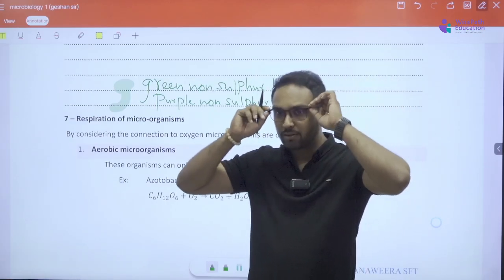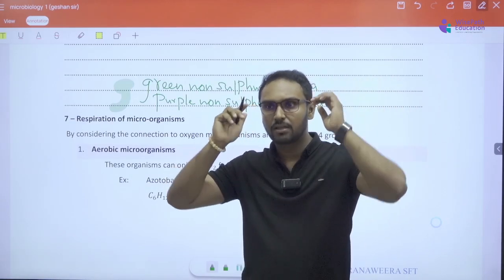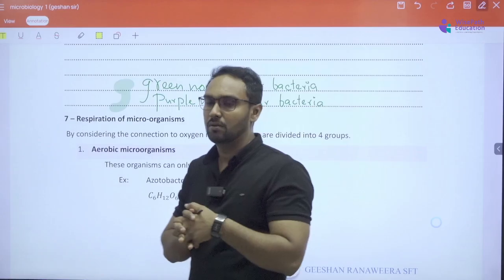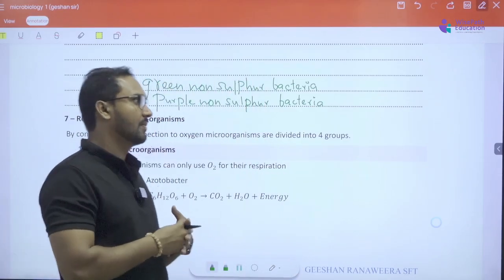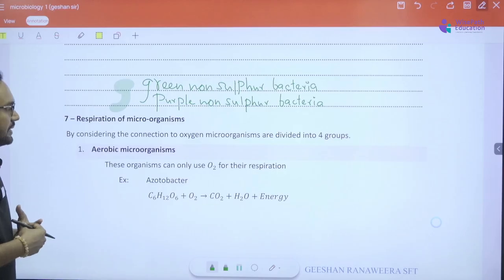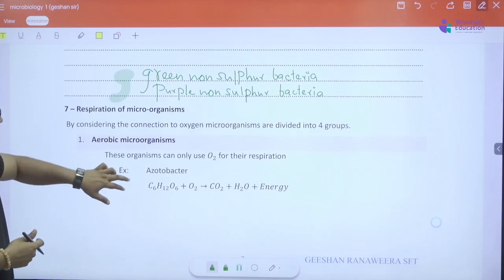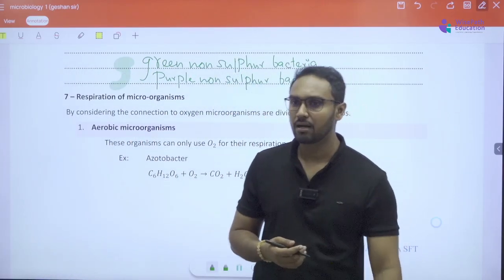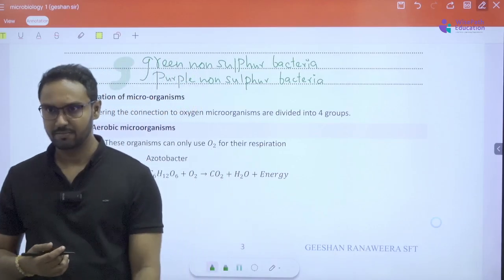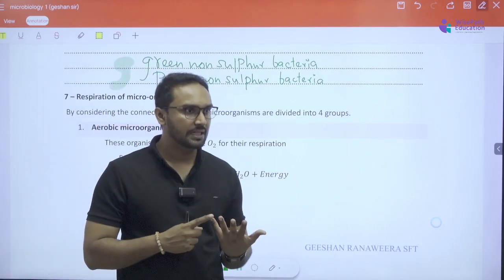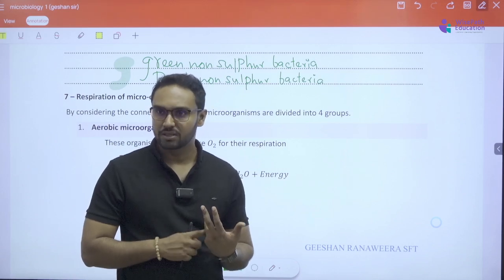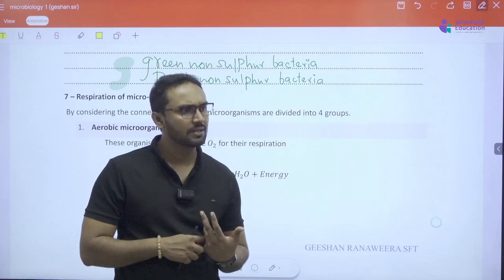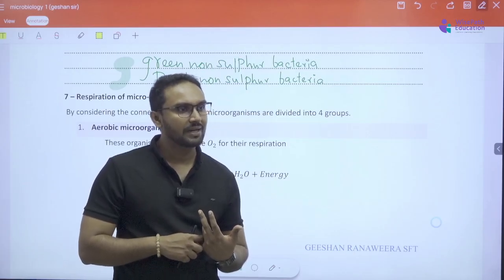Now the next thing is respiration of the microorganism. Depending on the connection to the oxygen, there are 4 types of respiration. What are the 4 types of respiration you think? First thing is aerobic, which means they need oxygen to respirate. What happens when you respirate?